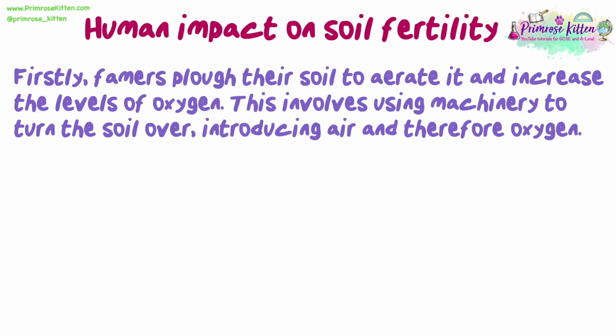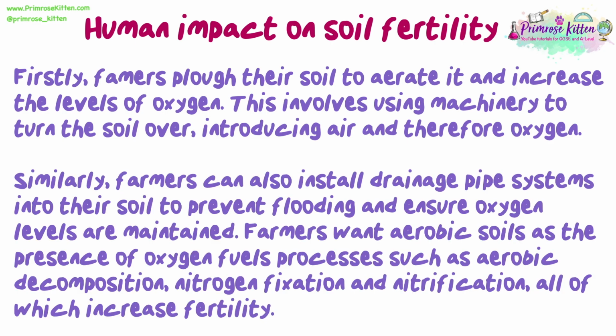Firstly, farmers plough their soil to aerate it and increase the levels of oxygen. This involves using machinery to turn the soil over, introducing air and therefore oxygen. Similarly, farmers can also install drainage pipe systems into their soil to prevent flooding and ensure oxygen levels are maintained.